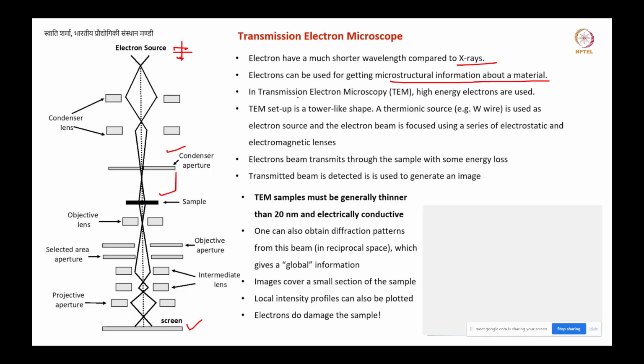So after this, in TEM, very high energy electrons are used because the electron has to transmit through the samples. It has a setup like a tower, and a thermionic source, a thermionic gun, or you can say a tungsten wire, is used from where the electron is coming. The electron beam is focused using a series of electrostatic and electromagnetic lenses.